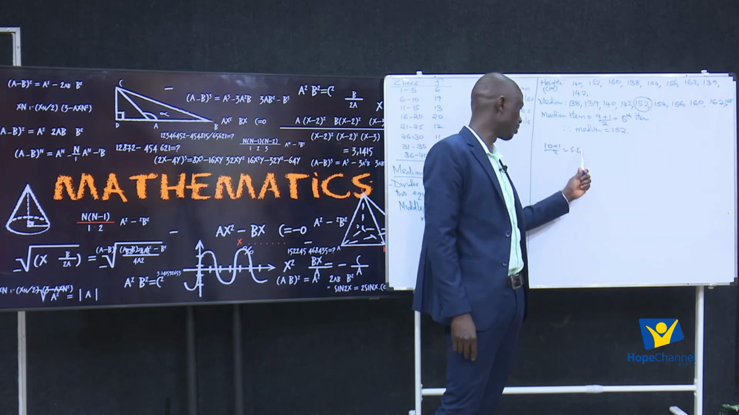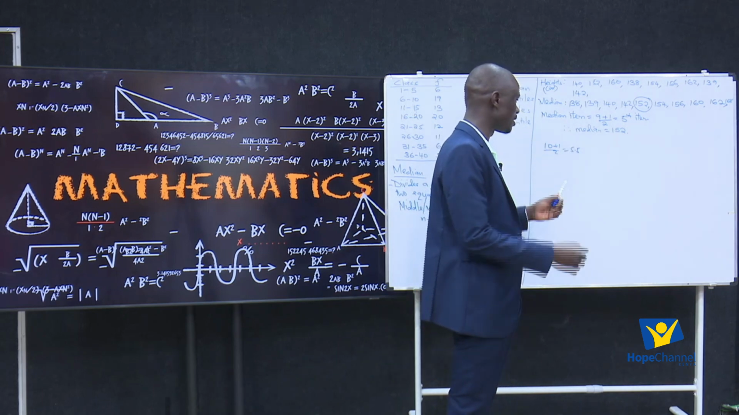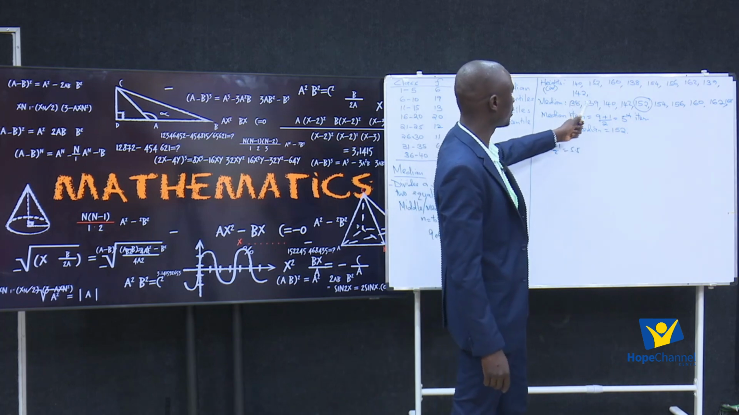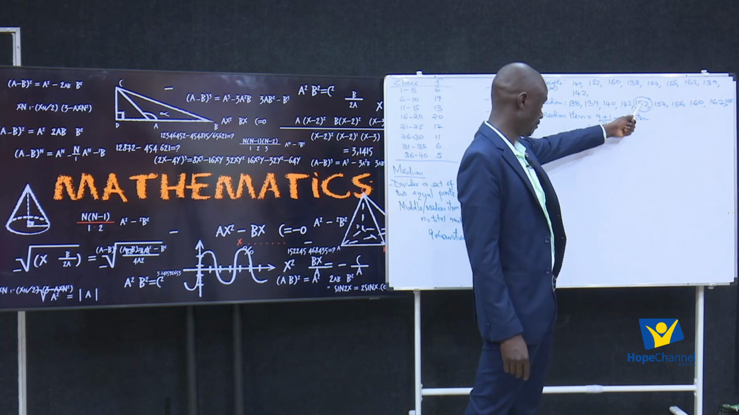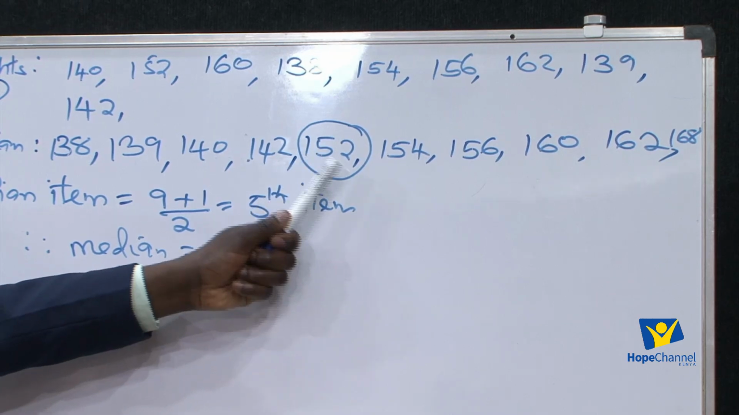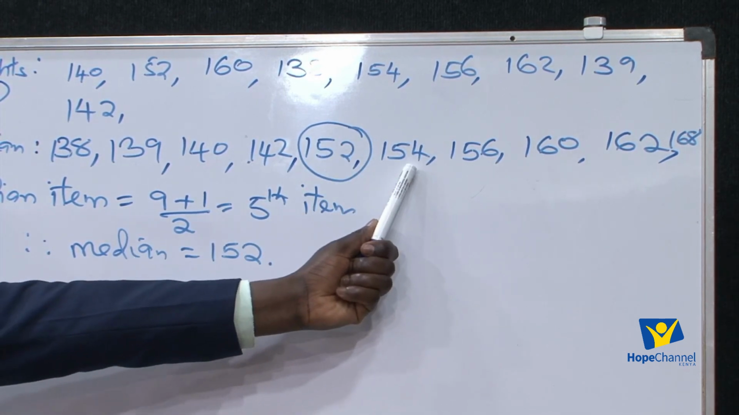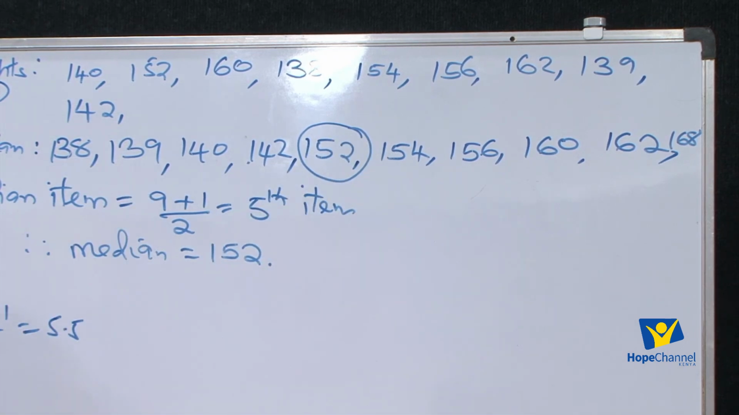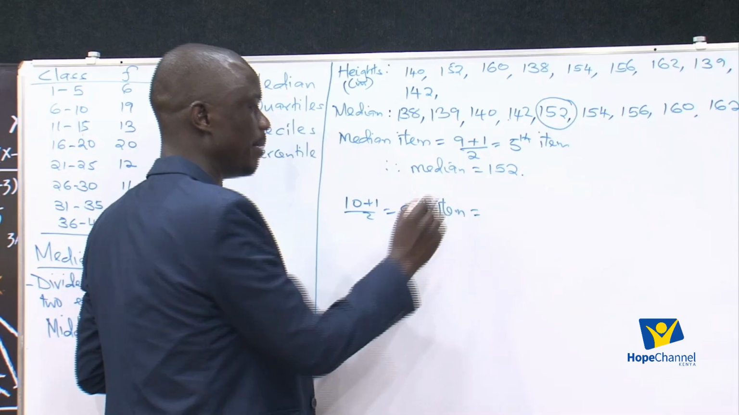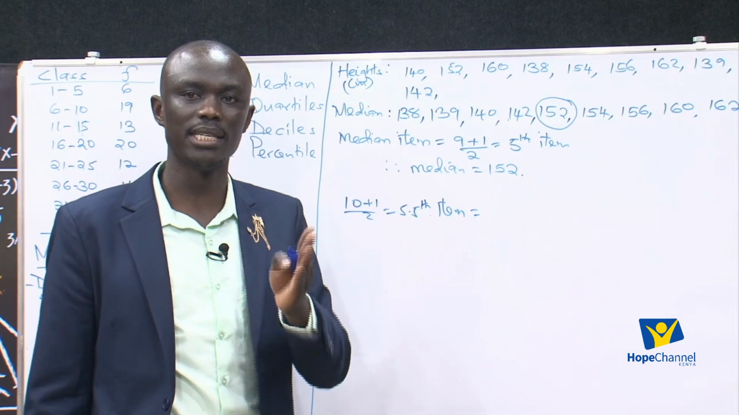You get 5.5. So how are we going to calculate it? 5.5 means that it is between 5 and 6. So just come here and count: 1, 2, 3, 4, 5, then there is 6. So it is not 5, but 5.5, meaning it is between 5 and 6. In such a case, the 5.5th item is between 5 and 6. This means it is not exact, it is in between.